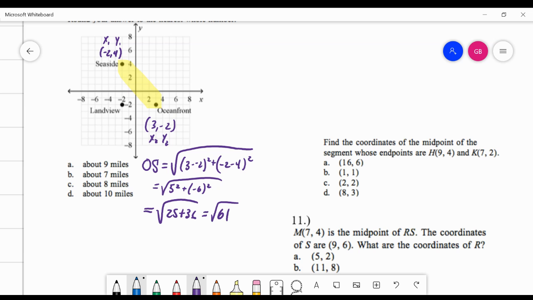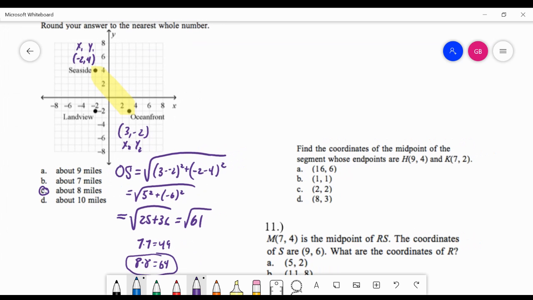Now the options are all rounded. So numbers that multiply to 61, there isn't any, but the closest one would be, let's see, 7 times 7 is 49. 8 times 8 is 64. So the closest one is 8 times 8. So it's going to be option C. Okay.